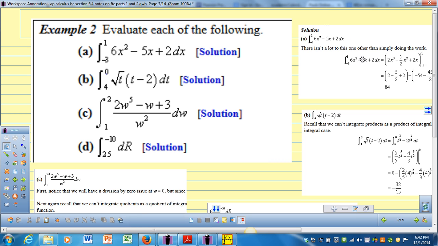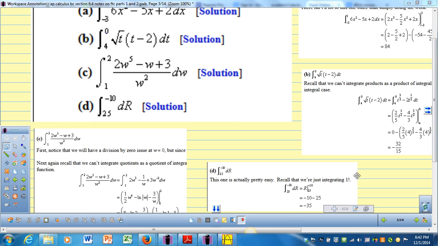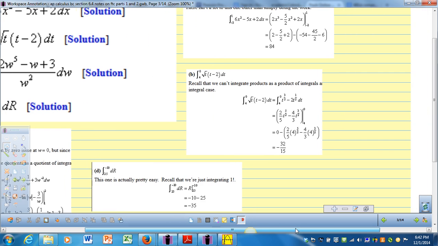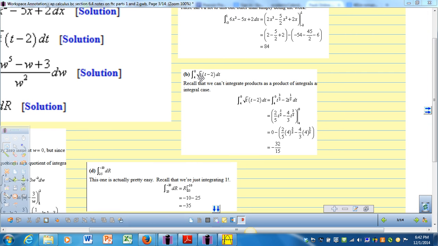A was a very straightforward definite integral. B, we talked about in class, the need to change the look because there is no product rule or quotient rule or chain rule for integrals. So we cannot integrate this in its current form with the techniques that we have so far.